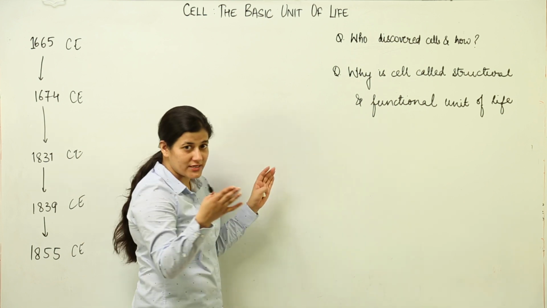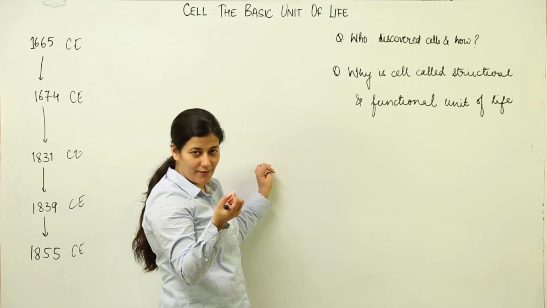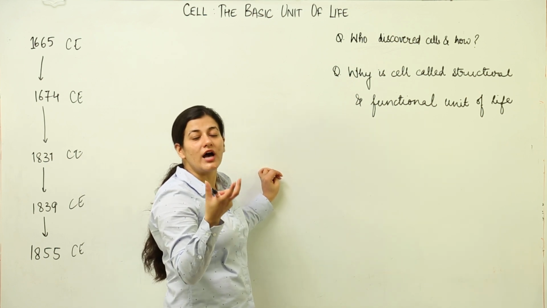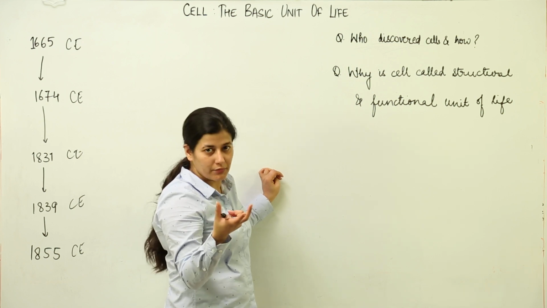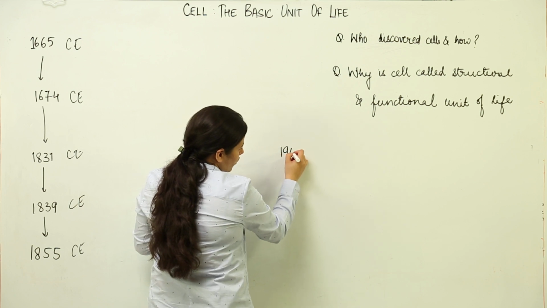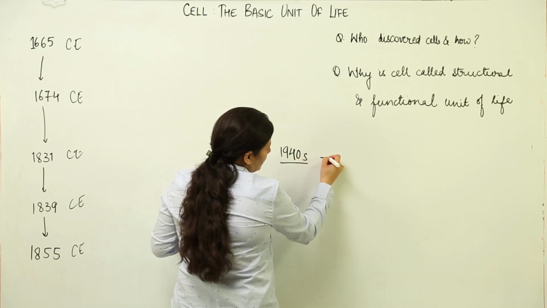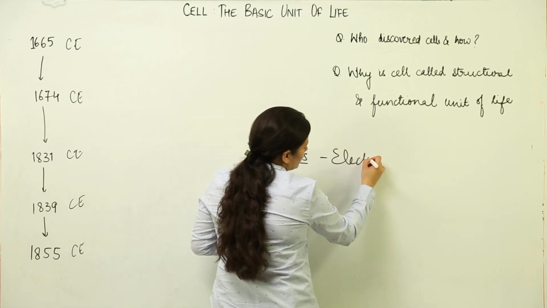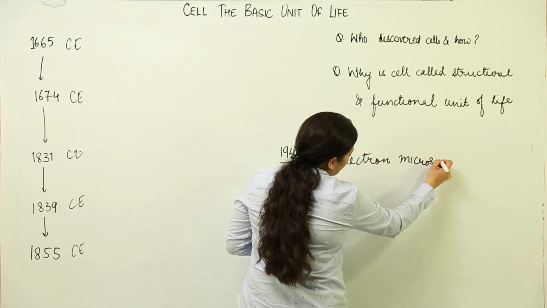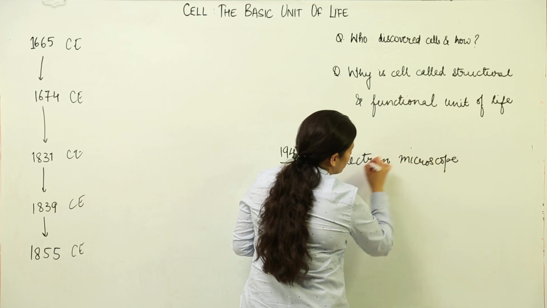Again, I am giving you a reference example. Take the tip of the hair, put it under the electron microscope, and it would appear as huge as a football. Such is the magnification. In the 1940s, there was the advent of the electron microscope. Now when we talk about the electron microscope, we come to the field of microscopy.